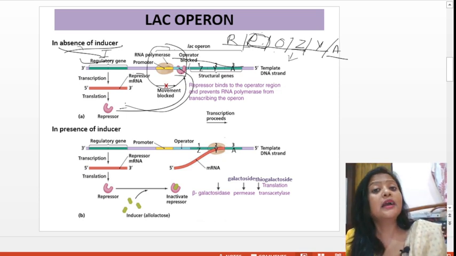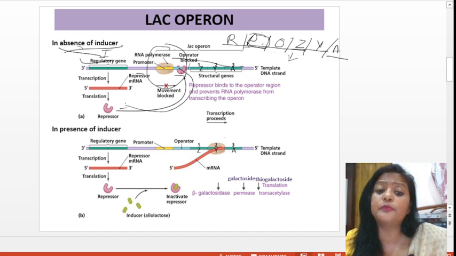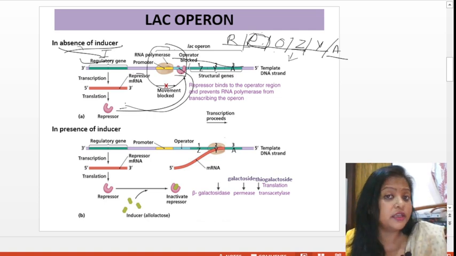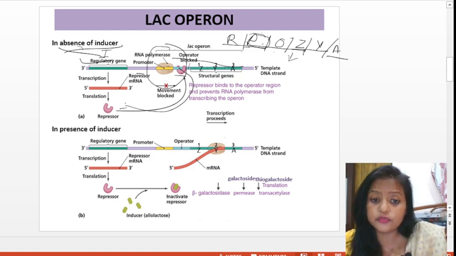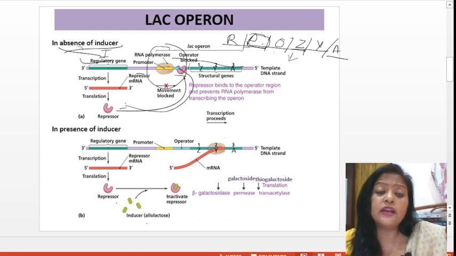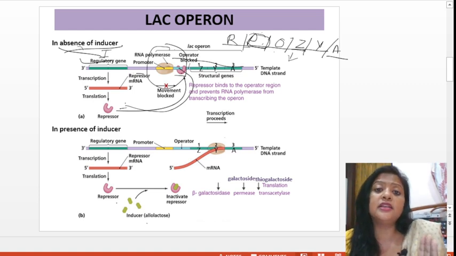Now, coming to the part when the inducer is present. Suppose the inducer, or lactose, is present. What will happen? The regulatory gene will produce the repressor protein, but the lactose will bind to the repressor. Allolactose is produced here, which is an inducer. So what will allolactose do? It will inactivate the repressor. So remember this: allolactose is an inducer.